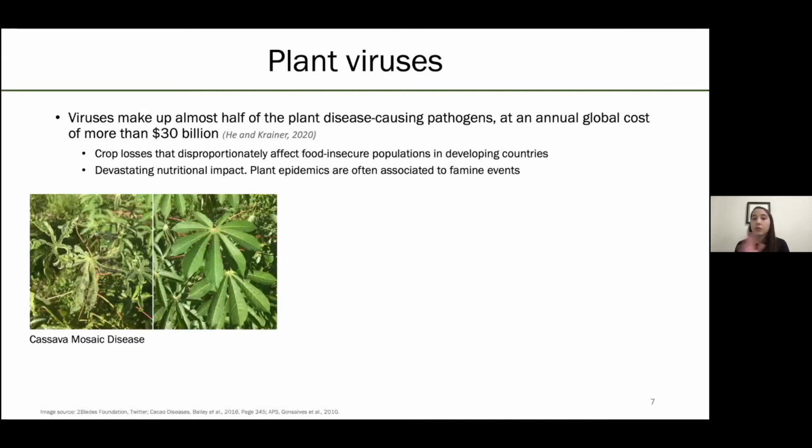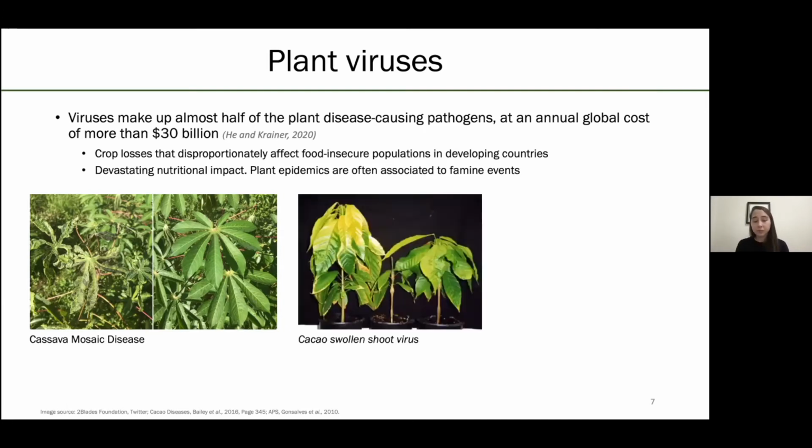Just to give you some examples, right now we are going through a bad epidemic of cassava mosaic disease. It's a disease that affects cassava, and it's caused by a complex of viruses. And cassava is a staple food in Africa. More than 500 million people depend on cassava for calorie intake. So epidemics related to cassava are very often the causes of famine events.